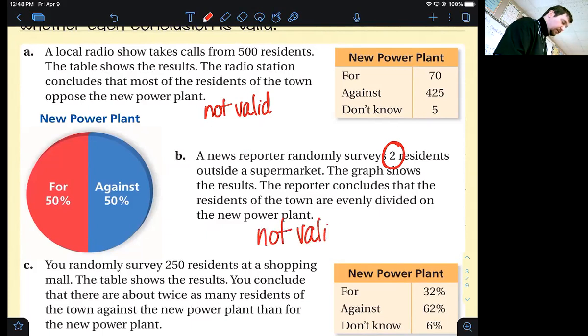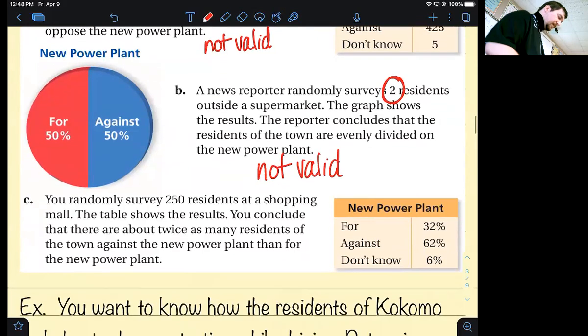It's not large enough. Okay. And then C, you randomly surveyed 250 residents at a shopping mall. The table shows the results. Again, I'm not as concerned about the results as I am about how the survey was conducted. Would you agree that this is a good survey, or would you say that they did something wrong? It is a good survey.